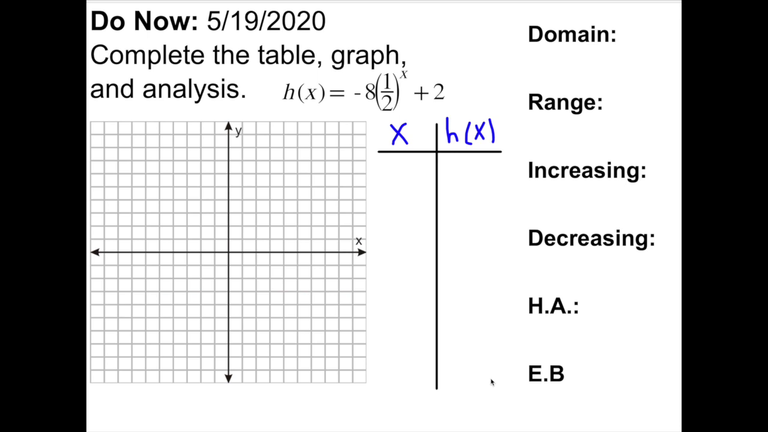All right, so in this Do Now, surprise, surprise, we're going to be doing another example of graphing an exponential function. So what I want you to do is take a look at this. We have this function h of x equals negative 8 times 1/2 to the power of x plus 2. What I want you to do is generate a table for me. I need you to use that table to make a graph. And then I need you to give me the domain, range, increasing, decreasing, horizontal asymptote, and end behavior. Okay, so please take a moment, pause the video, get me the table, the graph, and analysis. Then when you're ready, unpause, and you can see what I got.